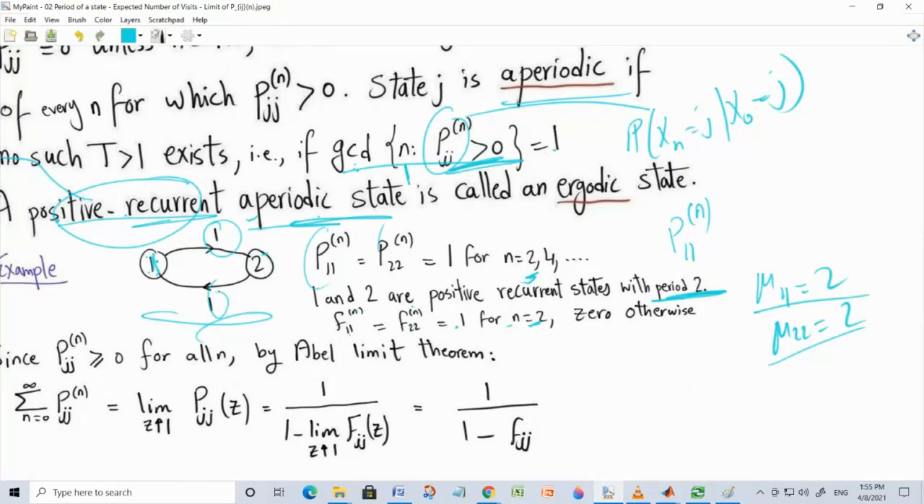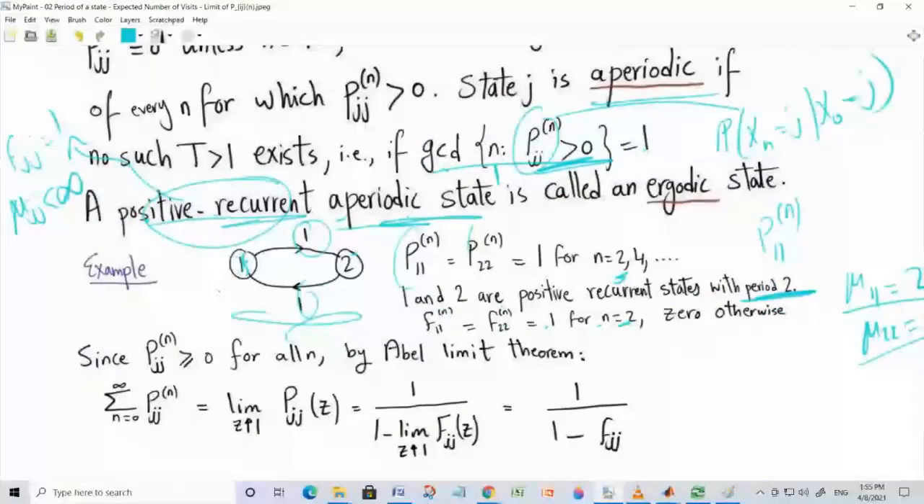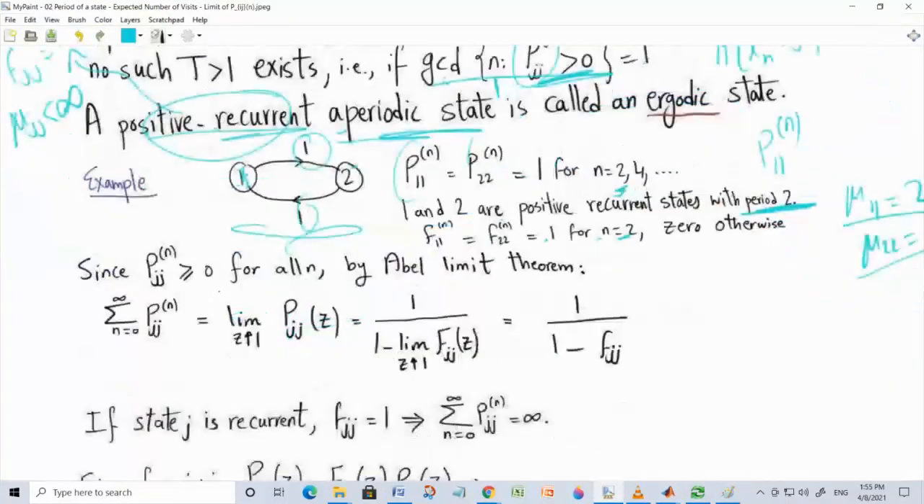Okay, so again we can classify the states based on f_jj, or we can classify the states based on whether they are periodic or aperiodic. Now, can we do the classification related to the b probabilities, the transition probabilities, not the first passage probabilities? Okay. So let's see.